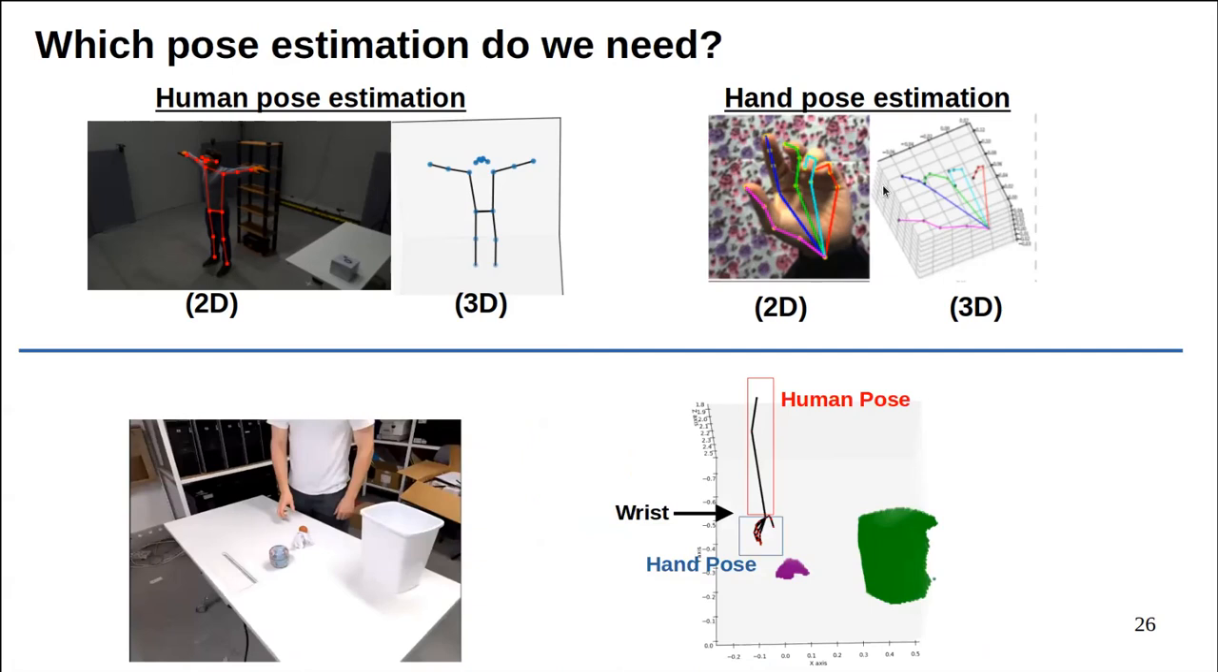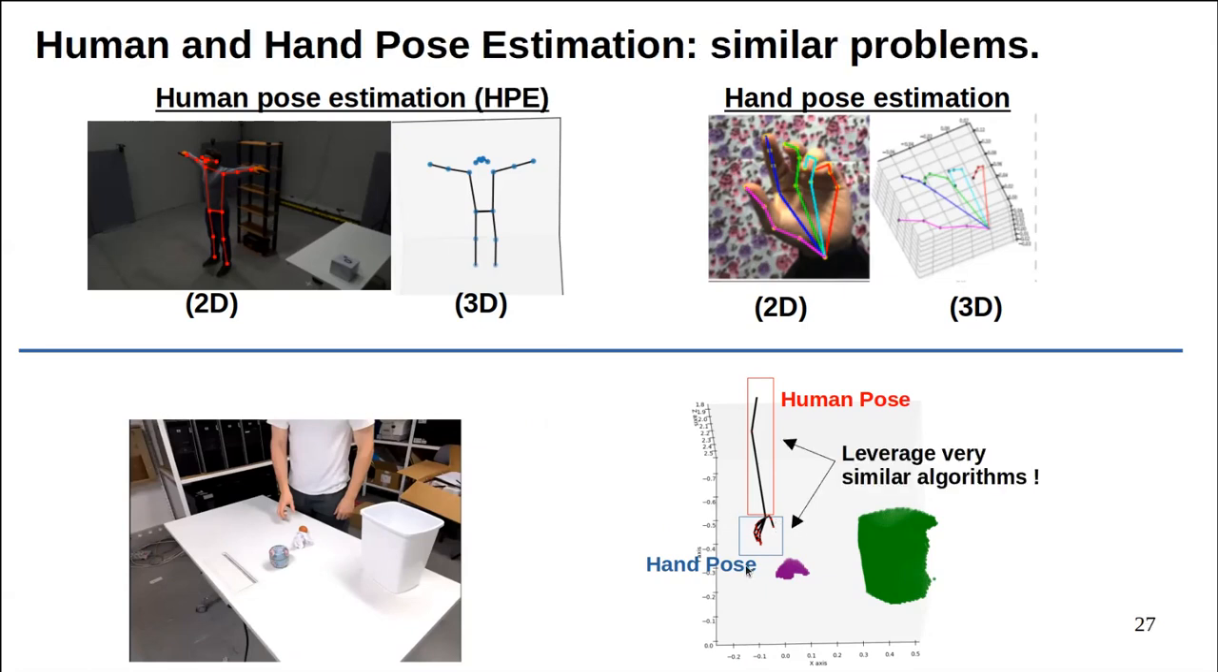In our case, we need actually both of them. We need human pose estimation, especially to track the position of the wrist of the operator in the 3D space. But we also would like to estimate the pose of the hand of the operator to understand more finely how the operator is interacting with the objects. But actually, human pose estimation and hand pose estimation solutions usually leverage similar algorithms. So during this PhD, we mostly focused on human pose estimation algorithms, but these algorithms can also be applied for hand pose estimation.